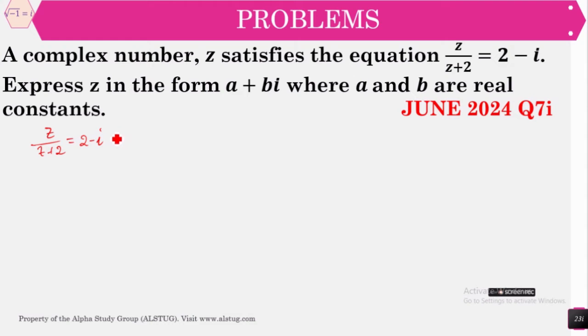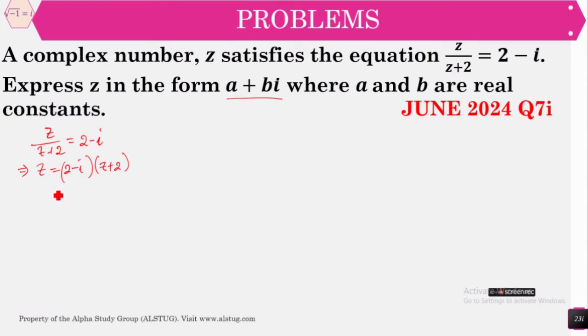Now we have to look for the value of z in the form a plus bi, where a and b are real numbers. Now, for the sake of understanding these notes, we are going to keep our solution per se in red ink, and the explanations I'm going to use blue ink for understanding purposes. Now, given this statement, we are going to start by multiplying both sides by z plus 2, which means we'll end up with z equals 2 minus i into z plus 2.